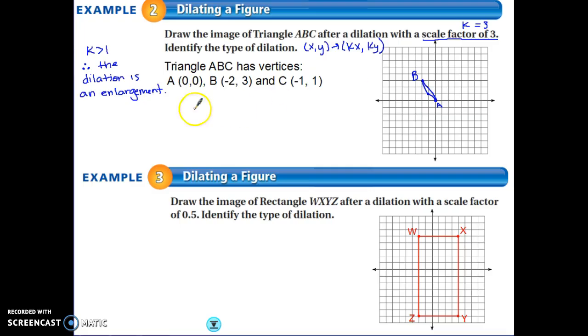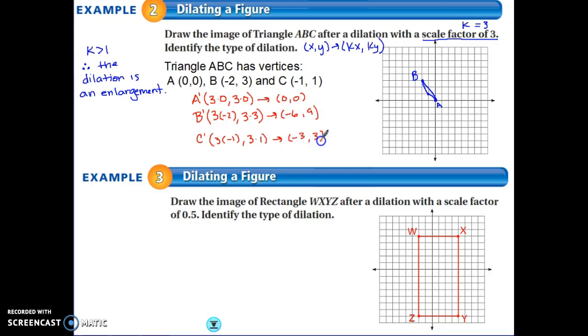So our new triangle is going to have the coordinates A prime, which is 3, my k value, times the old x, and 3, the k value, times the old y. B prime is going to be 3 times the old x, which is -2, and 3 times the old y, which is 3. C prime will have the coordinates 3 times -1 and 3 times 1, giving me A prime is 0, 0, B prime is -6, 9, and C prime is -3, 3.